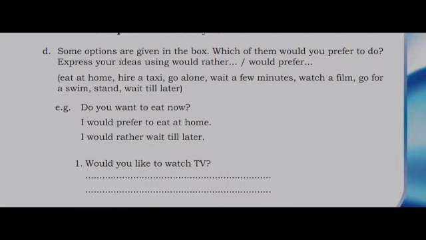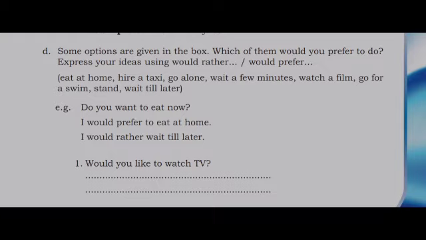Let's go through one more example. Do you want to eat now? Here, the usage of would rather and would prefer. Listen carefully, children. It's very important. Don't get confused. Would rather plus V1. Would prefer plus to. I would prefer to eat at home. Our preference of one thing to another. And I would rather wait till later. So here would prefer plus to and would rather plus V1.